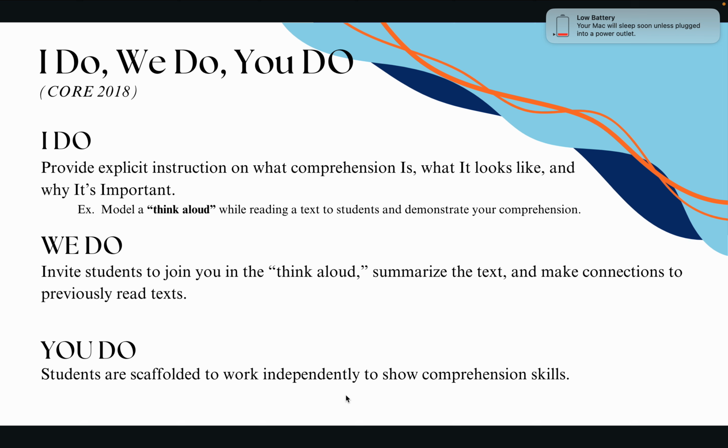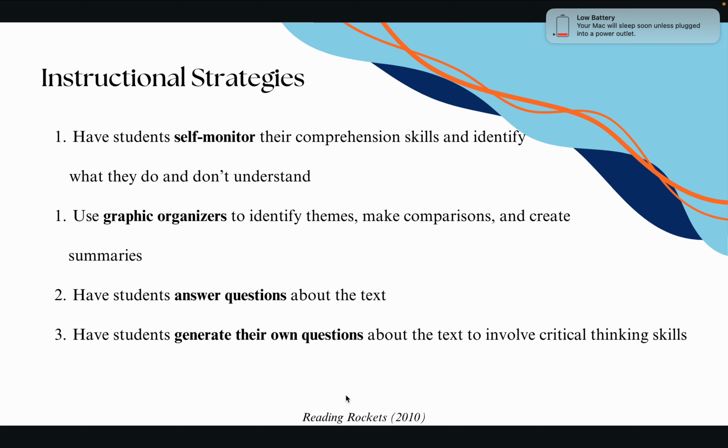In the we do, invite students to join you in the think aloud, summarize the text, and make connections to texts you previously have read. This shows not only their comprehension of the current text you're reading, but also texts that they have read in the past. And then you do is where students are scaffolded to work independently to show their own comprehension skills.